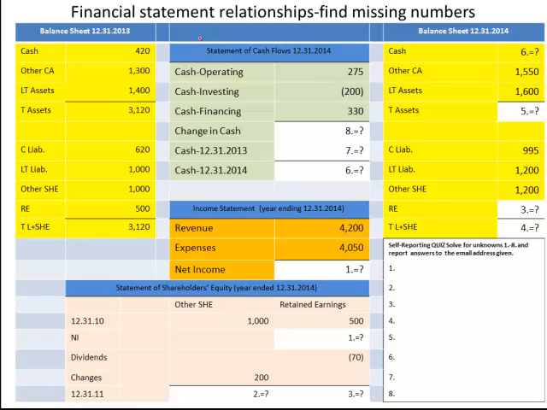Number 1 is to find the net income. Number 2 is to find the ending balance in other shareholders' equity. Number 3 is to find the ending retained earnings number. Number 4 is to find total liabilities and shareholders' equity. 5, total assets. 6, ending cash. 7, beginning cash. And 8, the change in cash for the year.